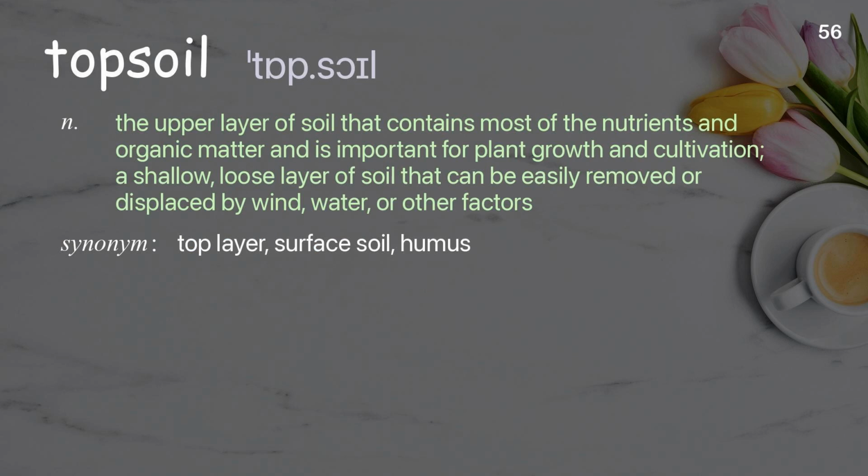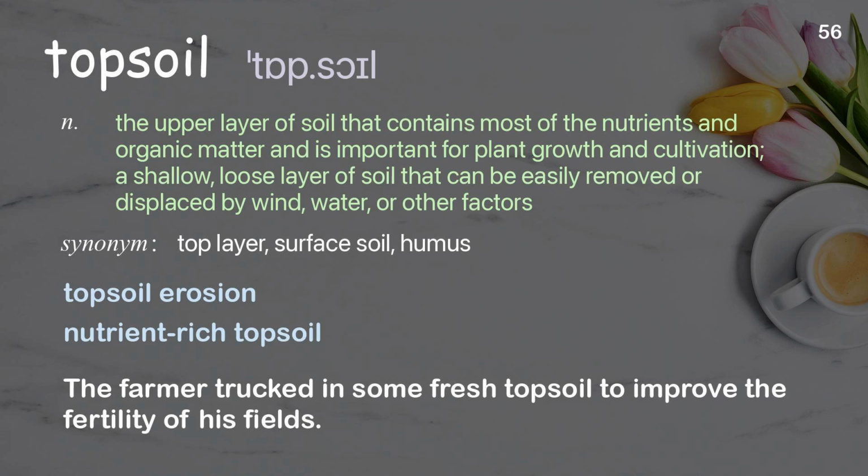Topsoil. The upper layer of soil that contains most of the nutrients and organic matter and is important for plant growth and cultivation. A shallow, loose layer of soil that can be easily removed or displaced by wind, water, or other factors. Examples: topsoil erosion, nutrient-rich topsoil. The farmer trucked in some fresh topsoil to improve the fertility of his fields.